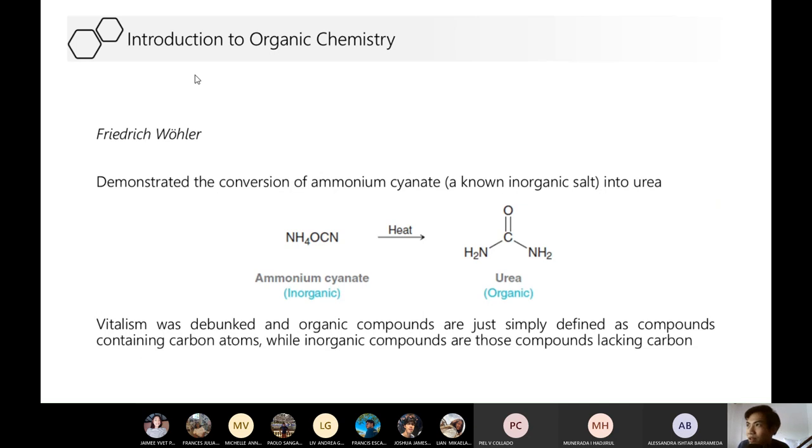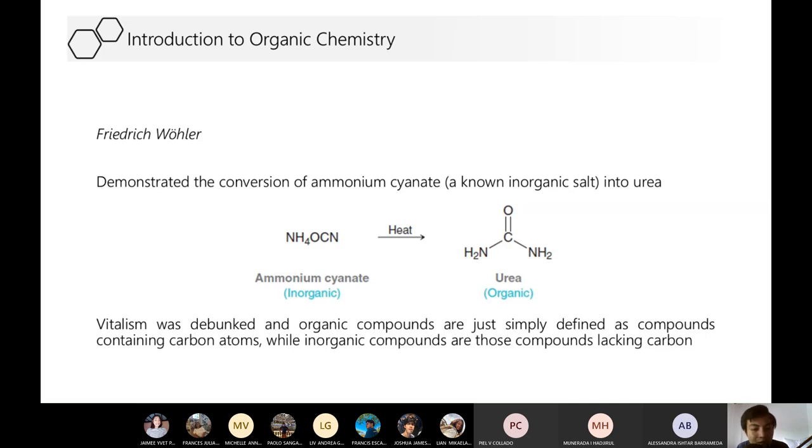So, Friedrich Wöhler was actually investigating on this reaction. So, you have your ammonium cyanate, which is an inorganic compound. It is an inorganic salt found in crystals, sa mga minerals. Inorganic compound yan. Pero, nung nag-apply siya ng heat, the ammonium cyanate converted into urea.